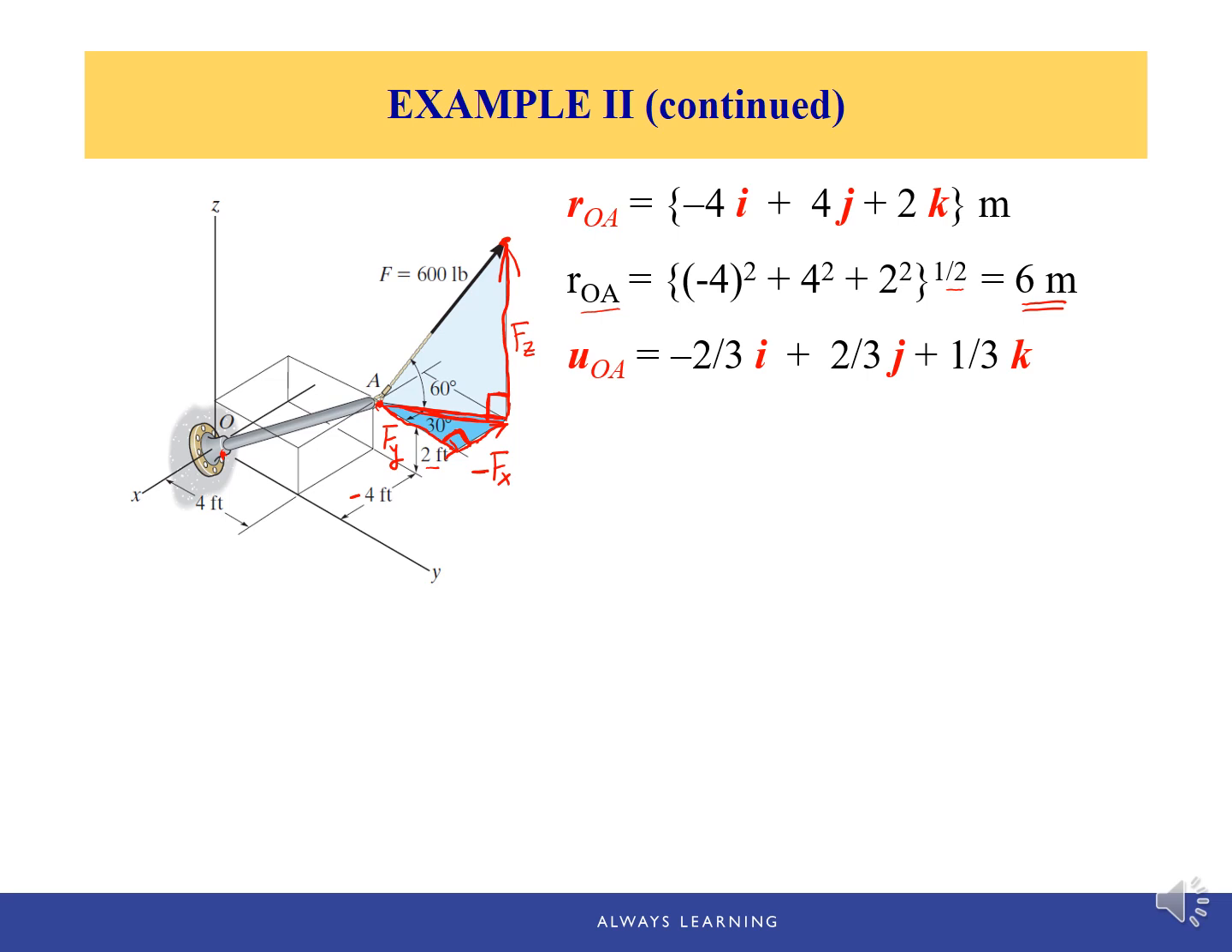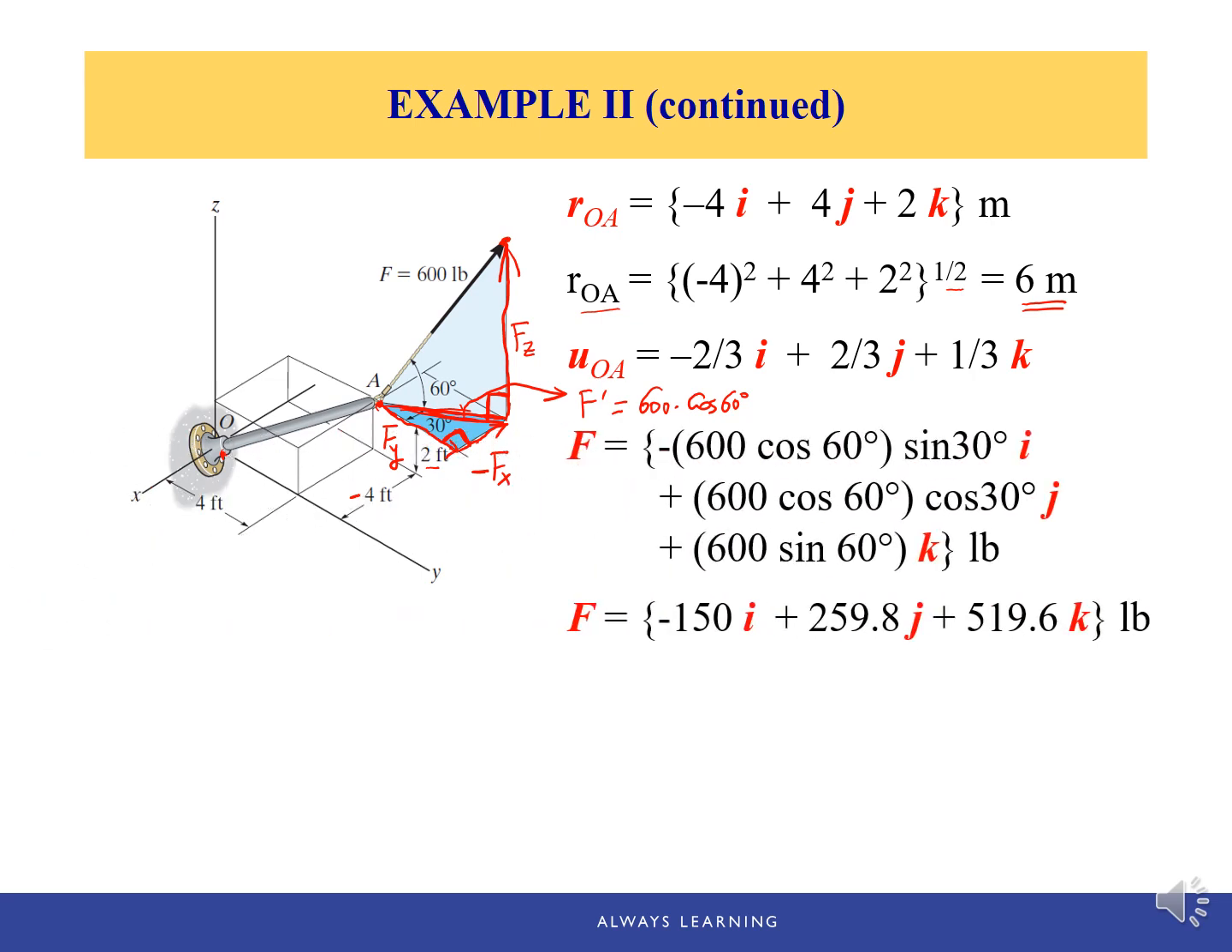With that information, we can find those components easily using trigonometry, right? So this side here, if we call that F prime, and we identify that first, it will be easier for us to solve for Fx and Fy. The length of F prime will be 600 times cosine 60 degrees within the lighter blue triangle. And then we can figure out all the other components.